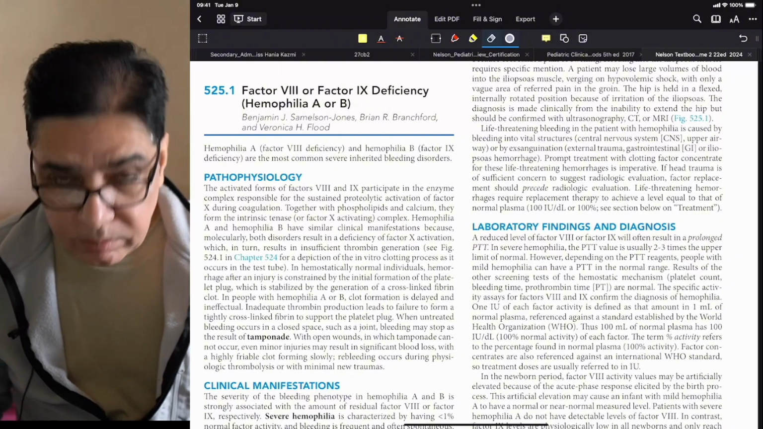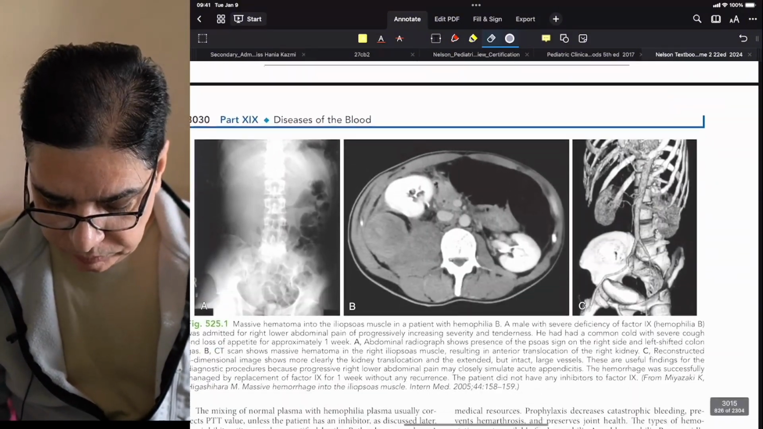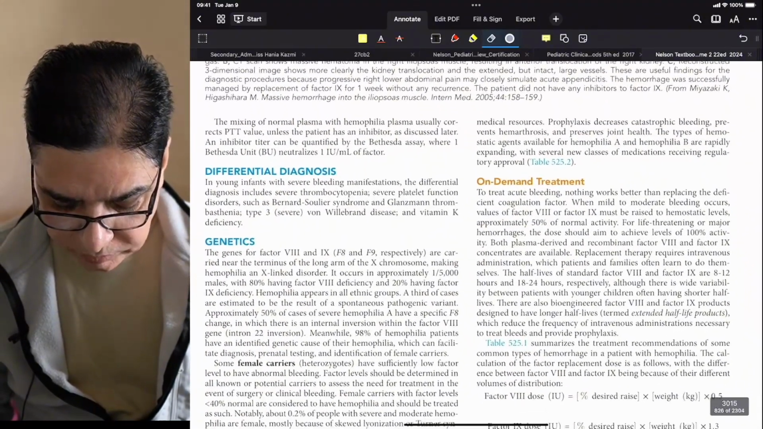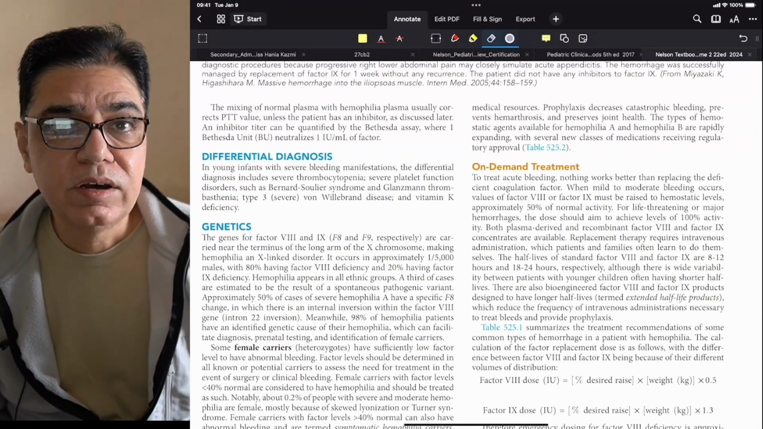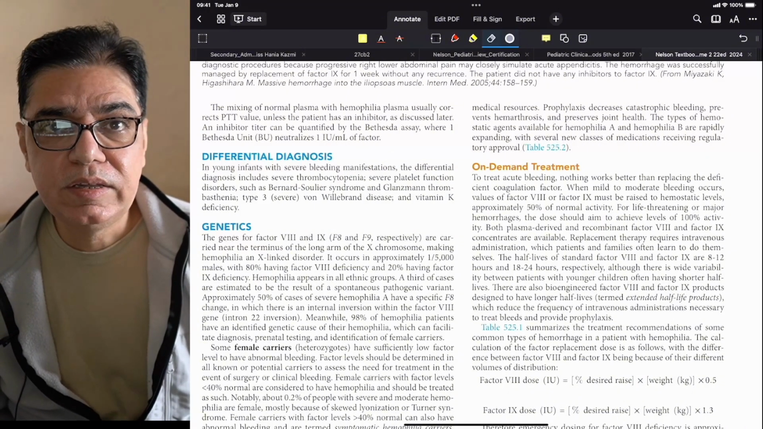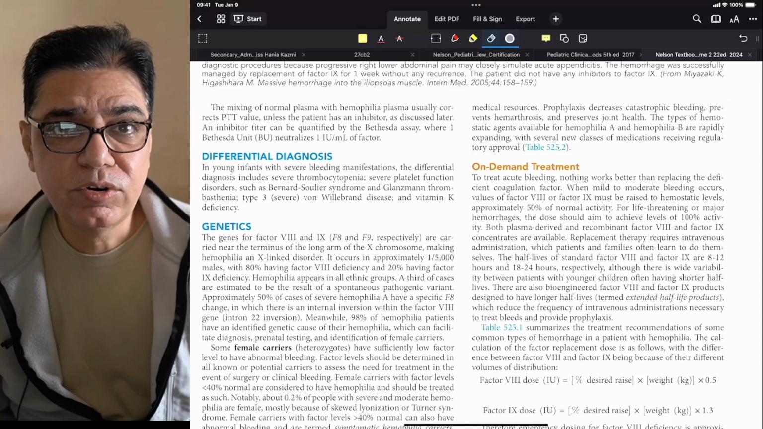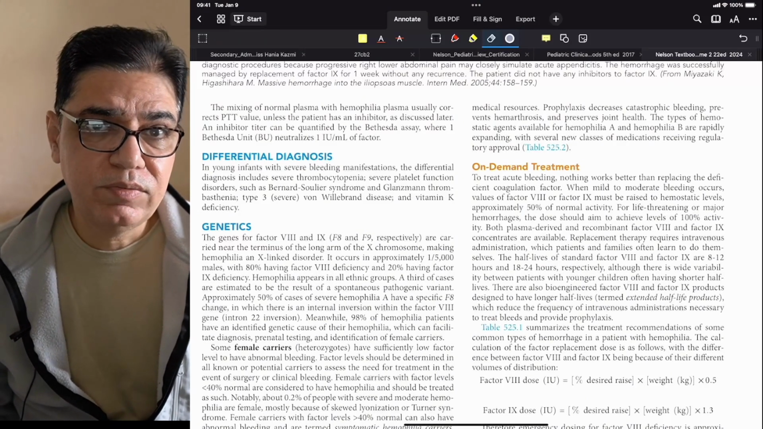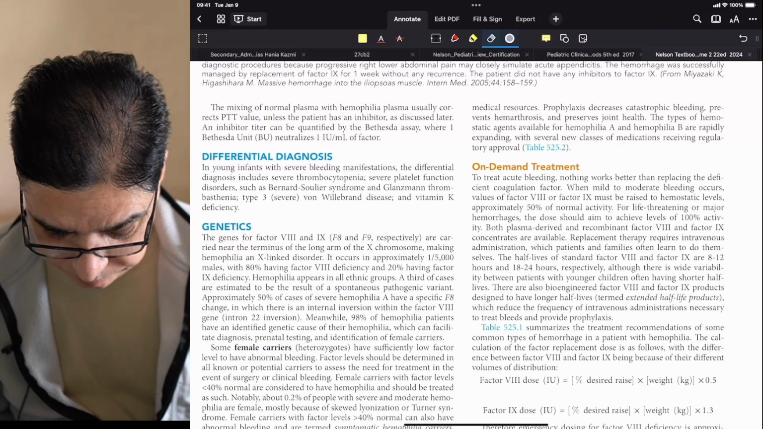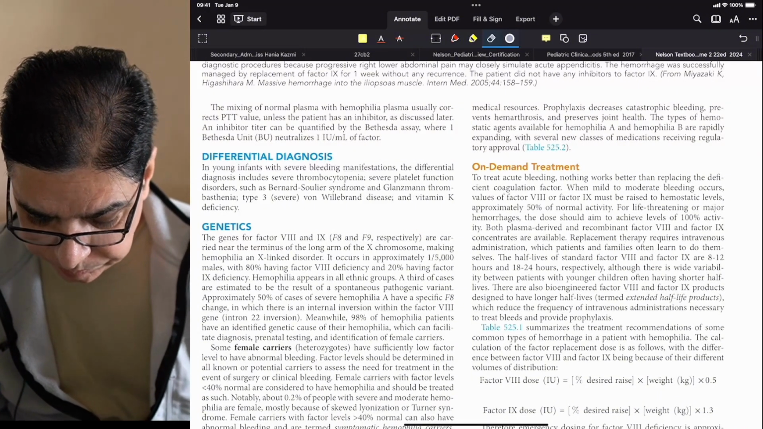Now, we have already discussed the severity of the illness based on the factor levels. As I told you, if the factor levels are less than 1%, we call it severe hemophilia. If the factor levels are between 1 and 5%, we call it moderate, and if it is between 5 and 40%, we call it mild hemophilia. So severe, moderate, and mild are the categories.